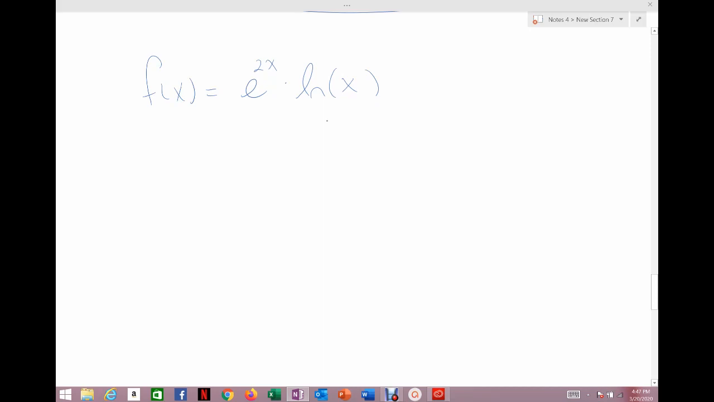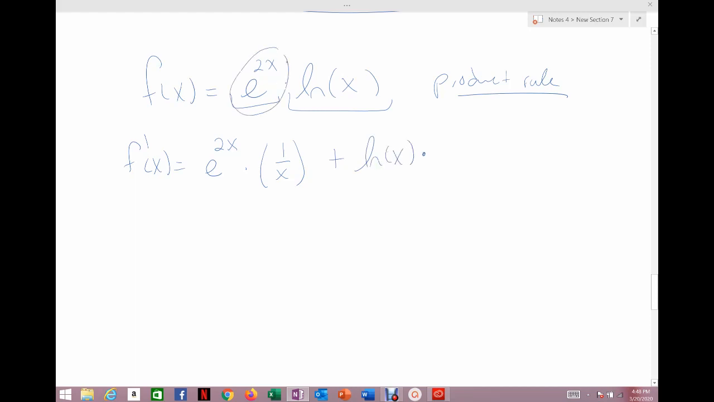So this is the product rule, with the exponential rule with the chain, and then just the plain old logarithmic rule. The e term is the first function, natural log is the second. So the product rule is the first, which I am just going to write down, e to the 2x, times the derivative of the second, which is 1 over x, plus the second, times the derivative of the first, which is going to require my chain rule.